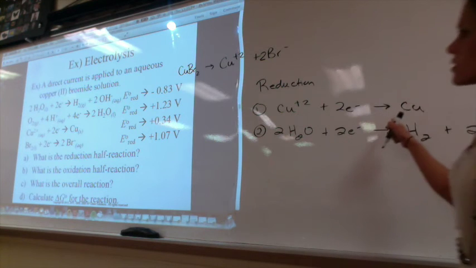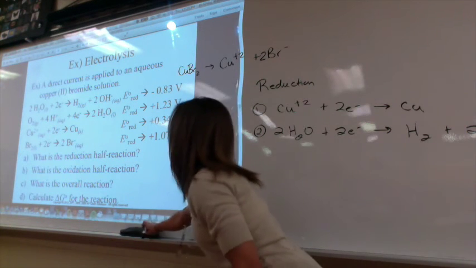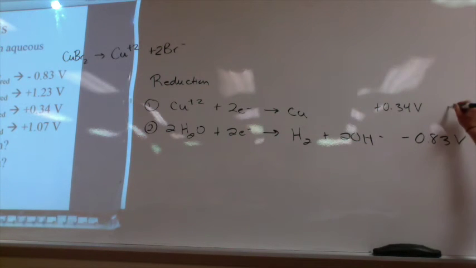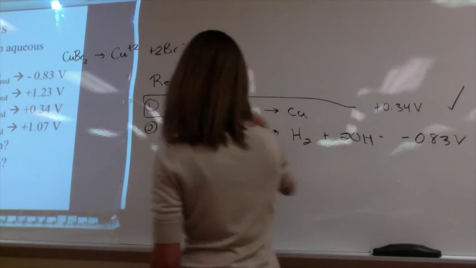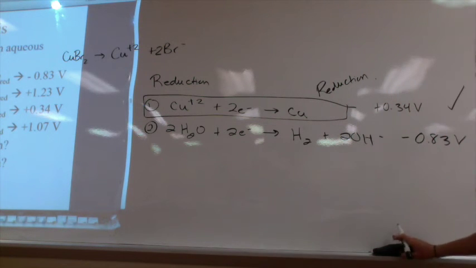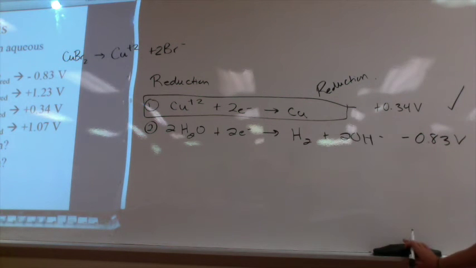So now I choose between these two. Which one is going to get reduced? This is negative 0.83 volts, and then this one is 0.34 volts. So the more positive value is going to get reduced. This is more positive? Yes? So then this is my reduction reaction, and I ignore the other one. So this is the reduction. I don't mind if on my test you do out your work like I am and then square it or something and then tell me that that's the reduced one.